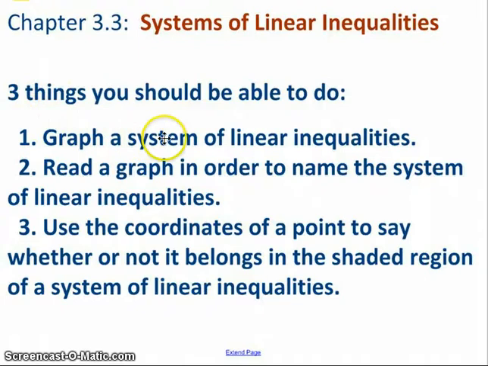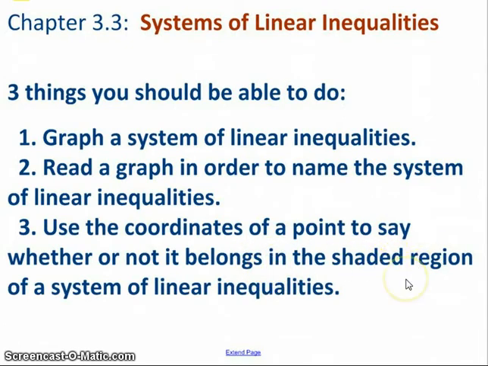You ought to be able to graph one of these. If I give you a graph that I've drawn, you ought to be able to read it and tell me what the system is. That's what I mean by name the system. And then thirdly, if I give you coordinates of a point, you should be able to tell me whether or not it solves the system. In other words, belongs in the shaded region.